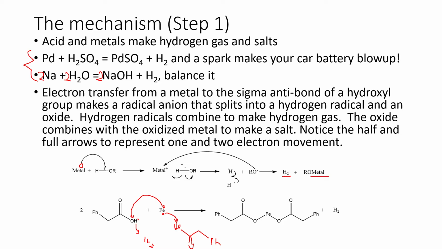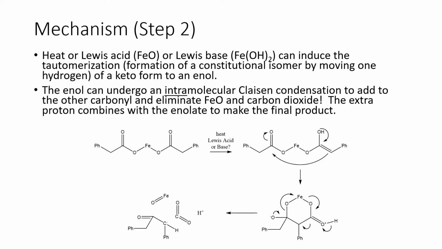Meanwhile, the hydrogens on each are knocked off, and they come together to form hydrogen gas. So this is the product that we receive, where the irons have combined with both of the oxide groups, and here is our byproduct of hydrogen. In the second step of the reaction, we just apply heat or add some kind of Lewis acid or a Lewis base. So we have the iron oxide or the iron dihydroxide, and this induces a tautomerization.